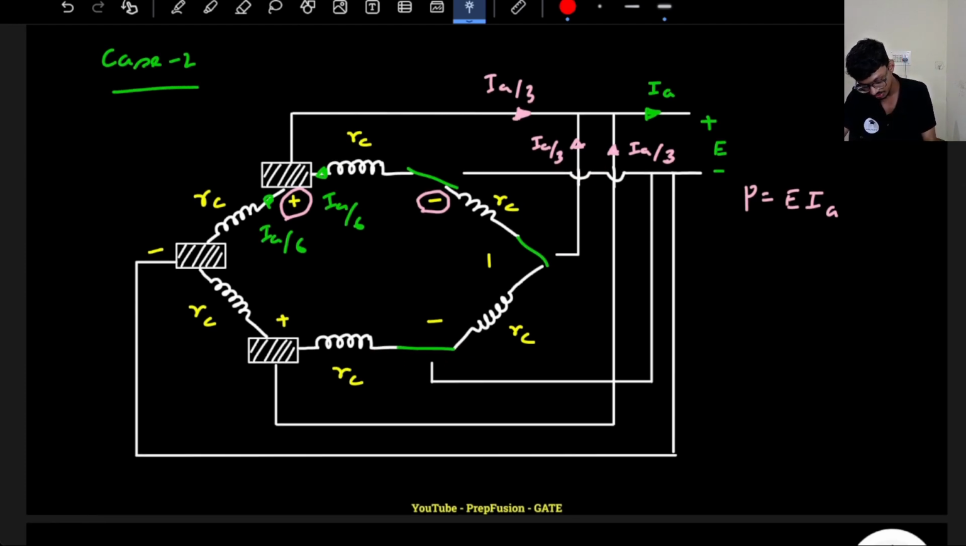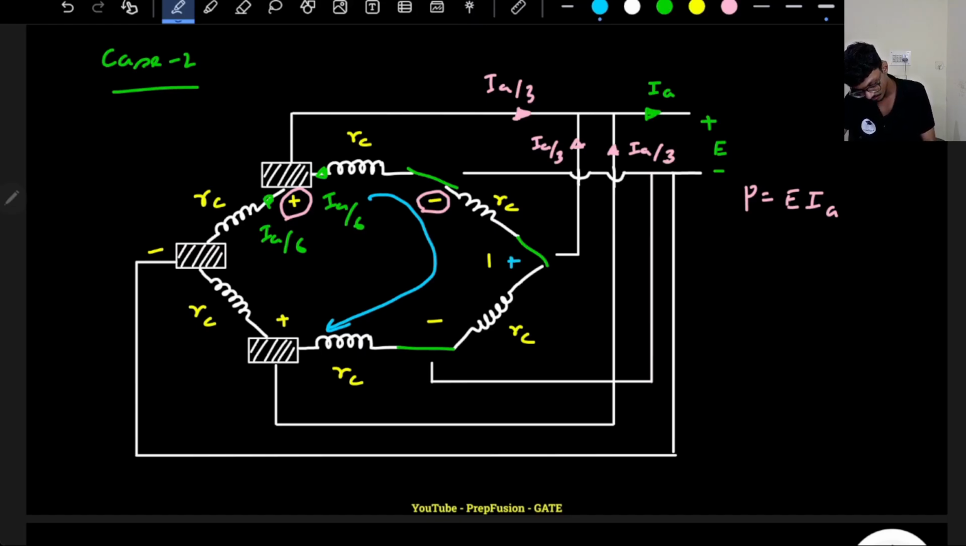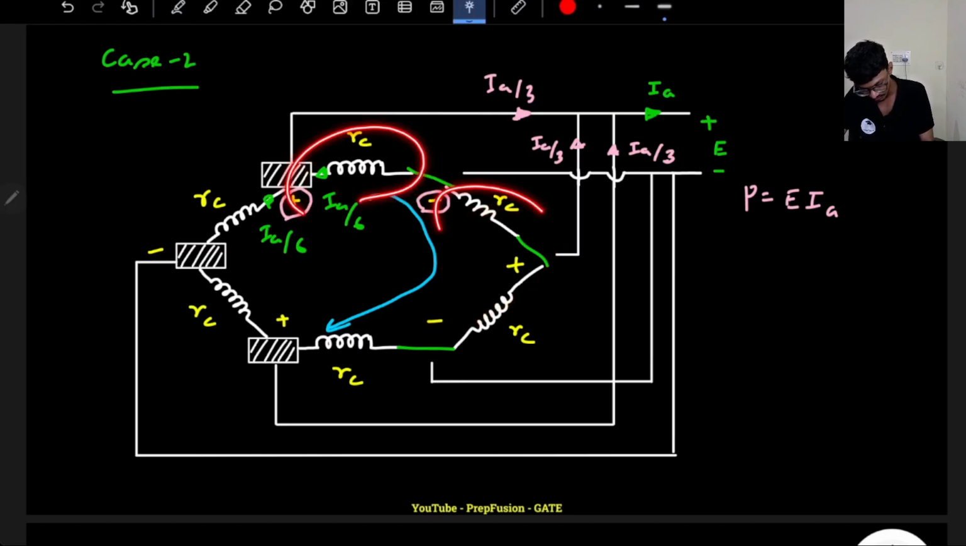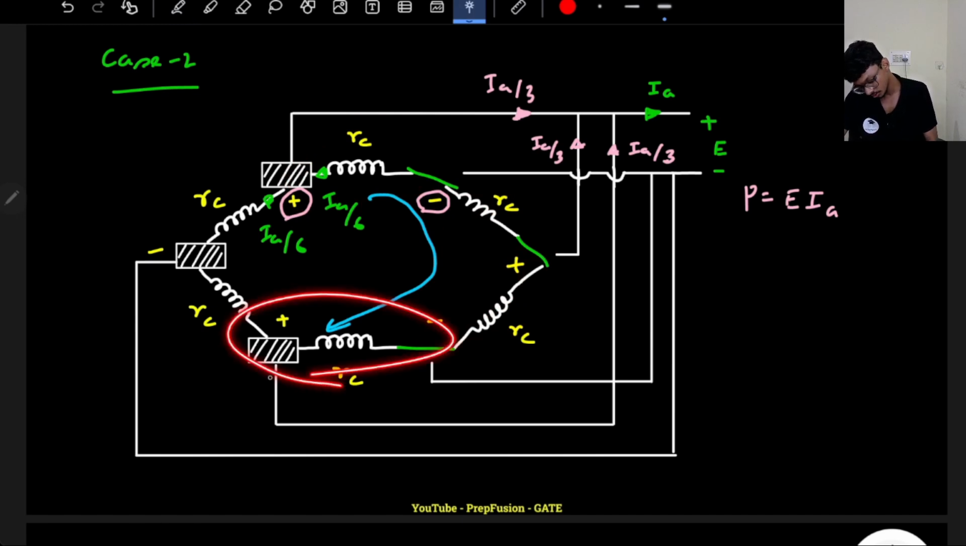So what is the voltage induced in this whole loop? So this is one of the loops, right? What is the overall voltage induced? If I apply KVL here, I see that this will be plus minus EC. This will be minus plus EC, right? This was positive here. If you remember, this was minus plus EC. So this and this voltage will get cancelled out. This voltage and this voltage also will get cancelled out, because I am removing 3 brushes.